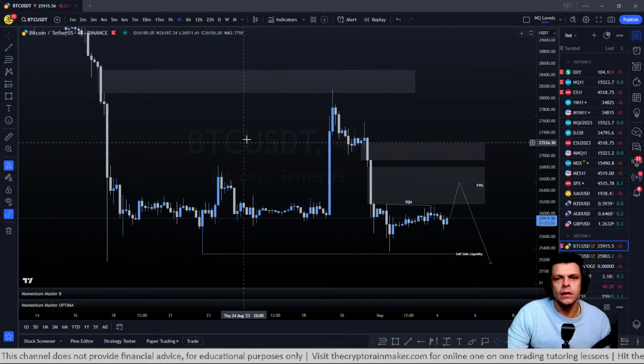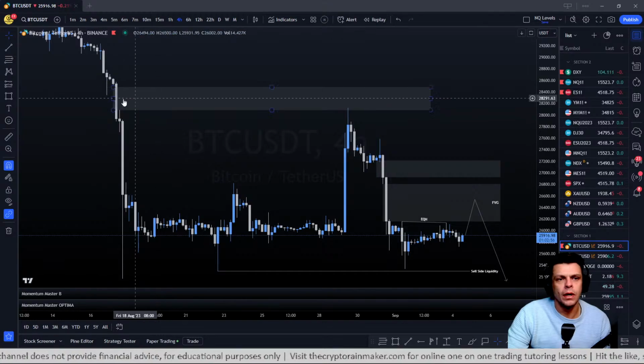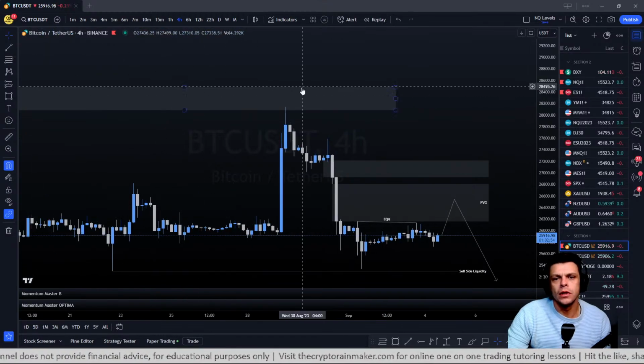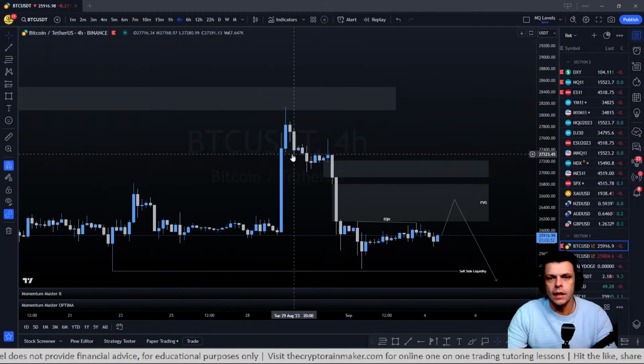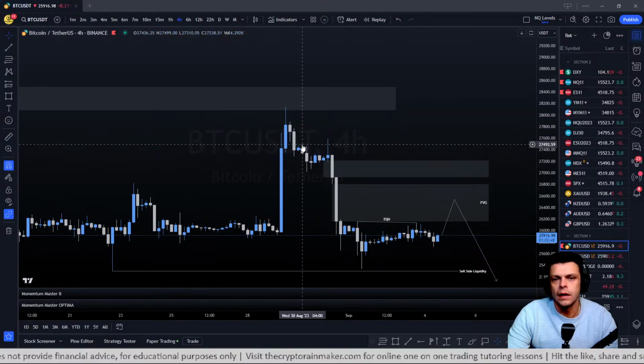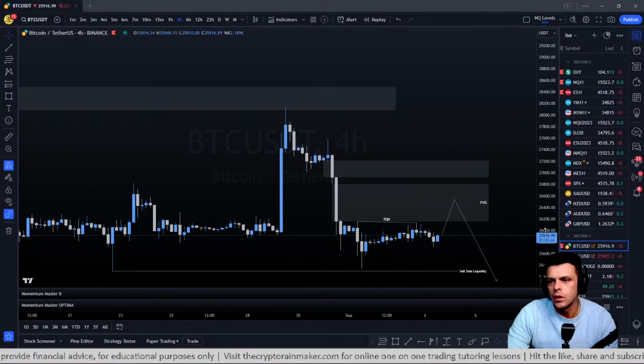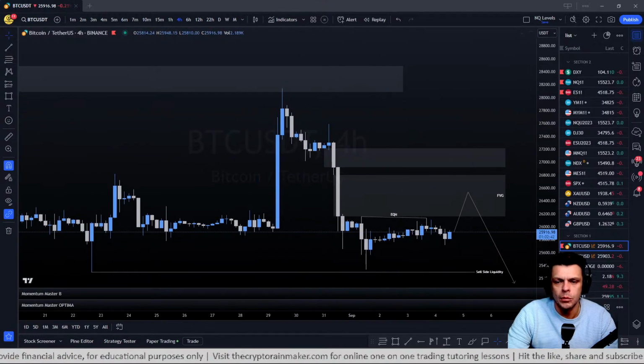So we had a high right there, and we had a premium PD array fair value gap right here. So it came into it. Then we printed this low. So here we have a low, and then this was your bearish market structure shift. So at that point, you will be looking for a fair value gap to enter on.